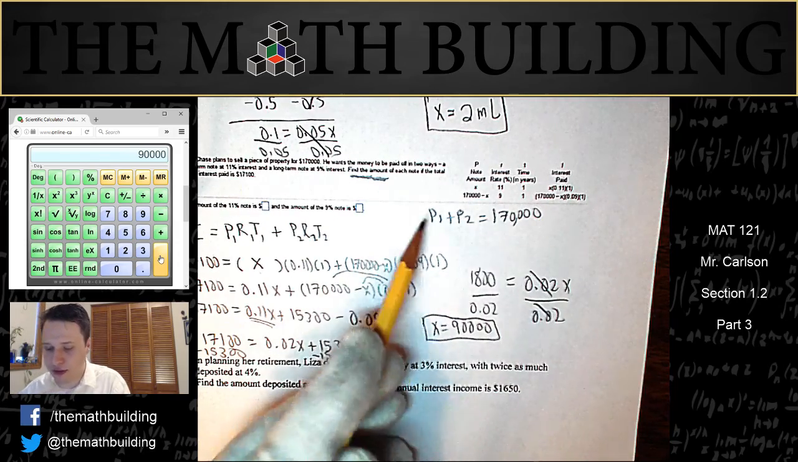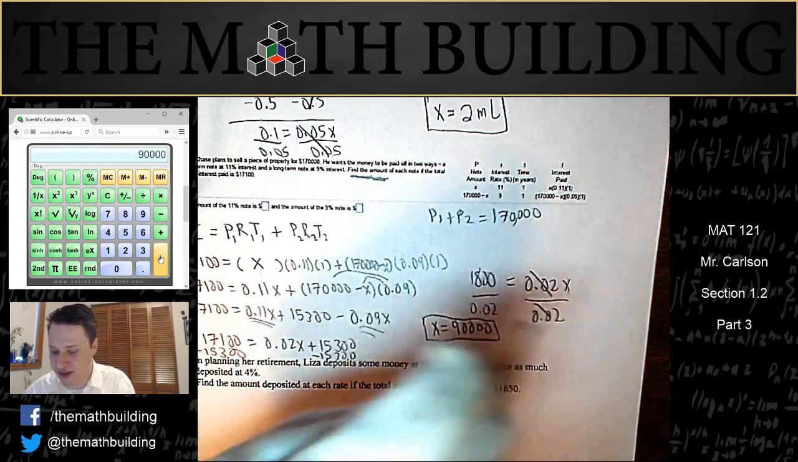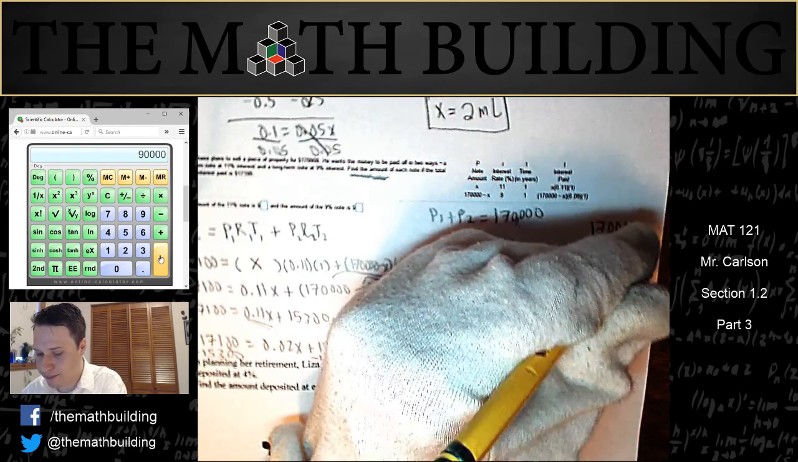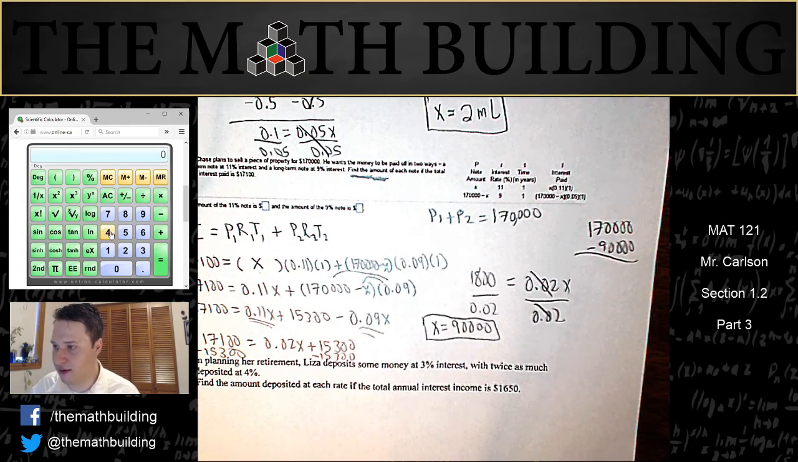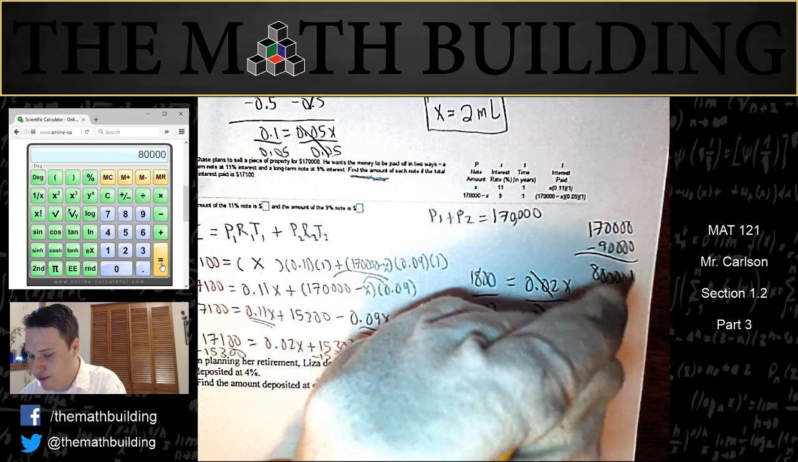Because we know that the amounts have to add up to $170,000, I can just do 170,000 minus this number to get the amount he invested in the other one. Minus, and we get 80,000. However, let's be careful.